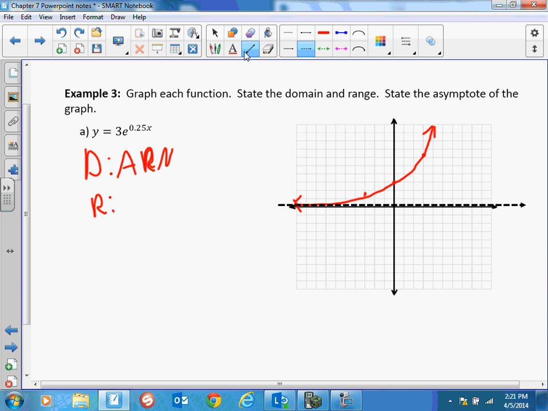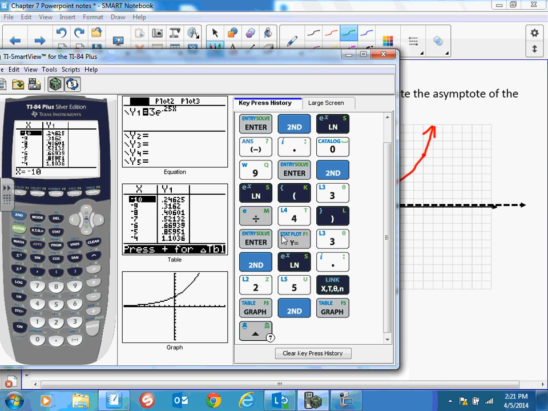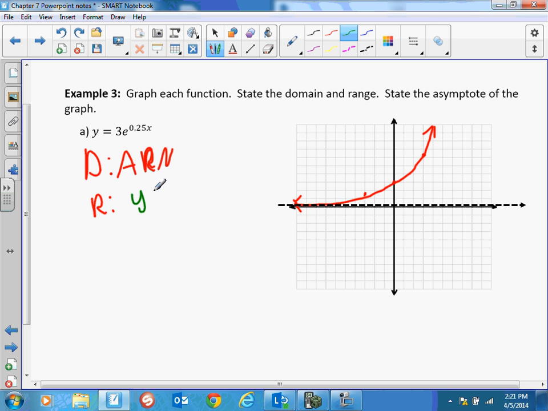We got to get range down. A lot of people are struggling with range, but notice how all your y's, the whole graph is above 0. If you look at your table, there's no numbers that are negative. They're very small numbers, but none of them are negative. So it's y is greater than 0. You got to start making those connections with domain and range. And then the asymptote is x equals 0, okay? Because that's where the graph approaches but doesn't quite cross it, okay?